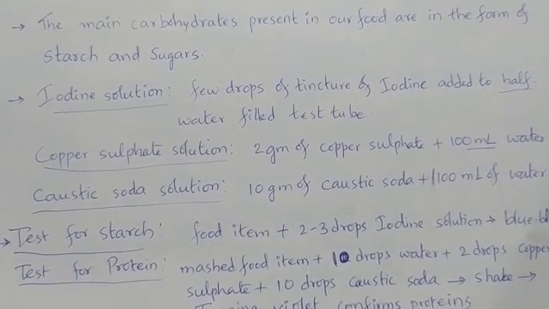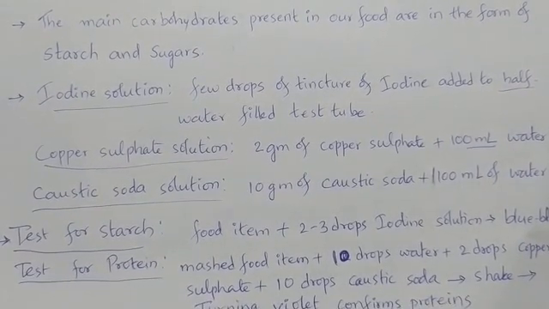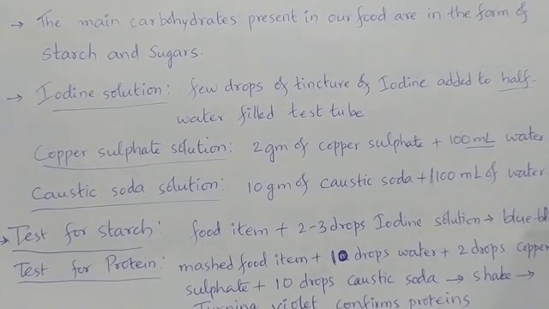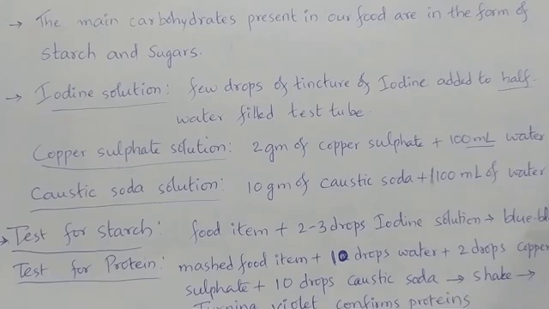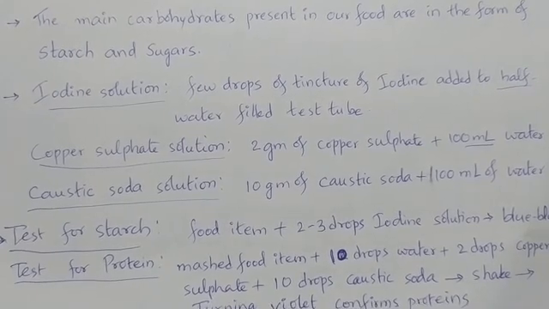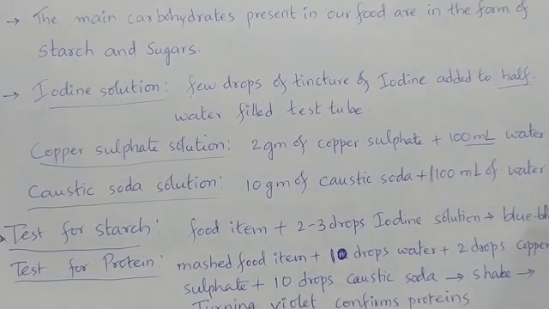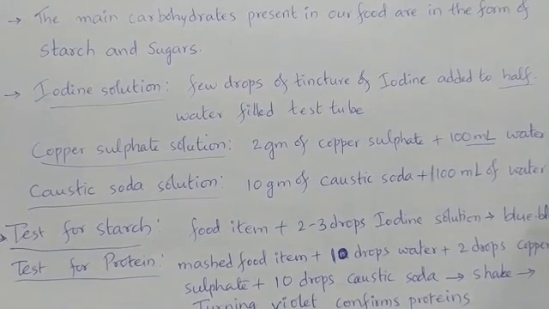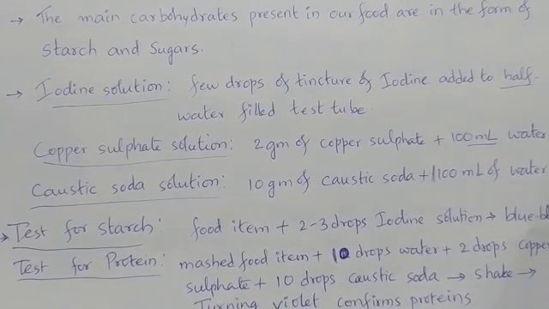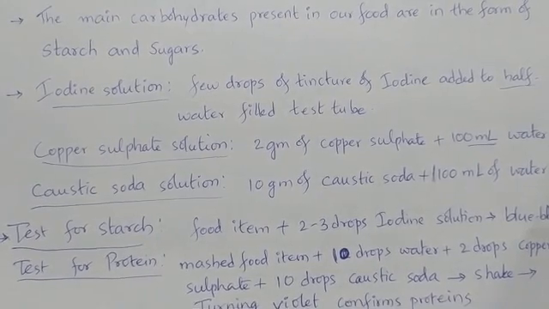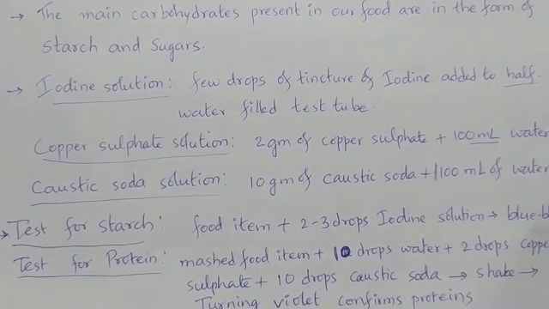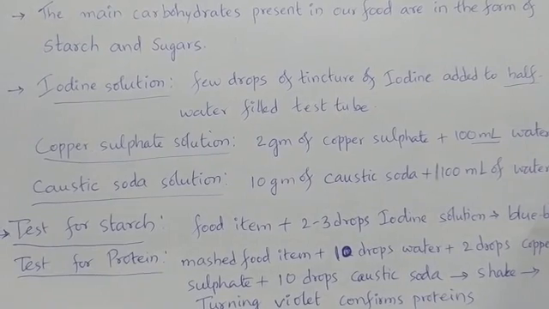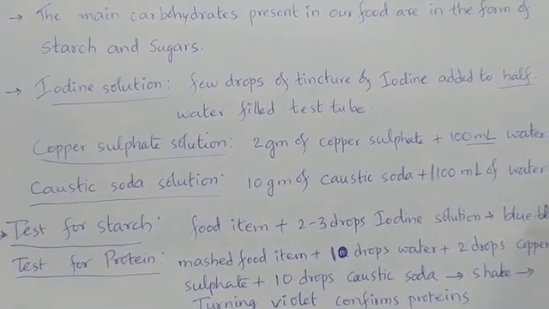Test for protein. You need to take the sample food item and mash it, then add 10 drops of water in a test tube and shake thoroughly. Then add 2 drops of copper sulfate and shake it thoroughly. Then add 10 drops of caustic soda, shake it thoroughly, and leave it aside for a few minutes. If it turns violet in color, then it confirms the presence of proteins in the given food sample.